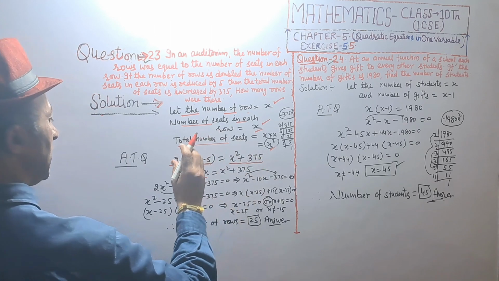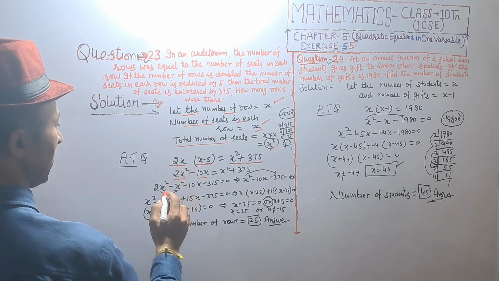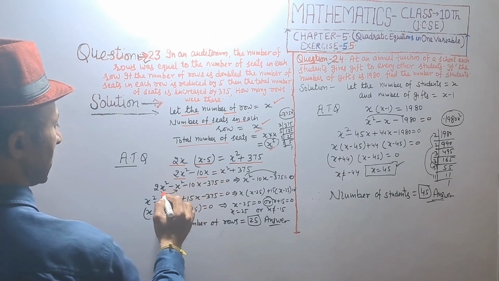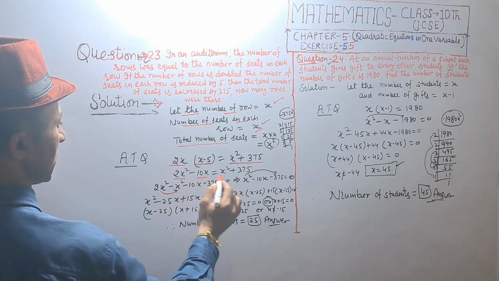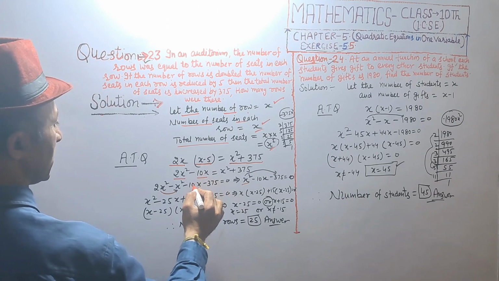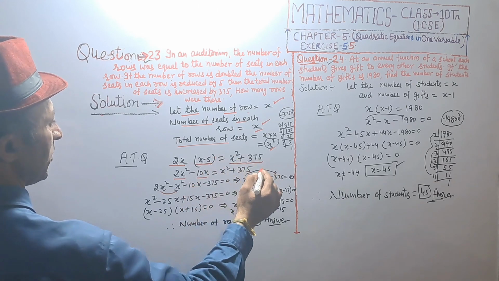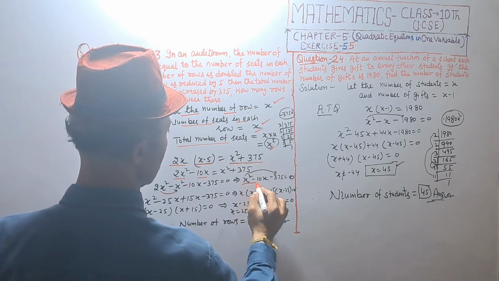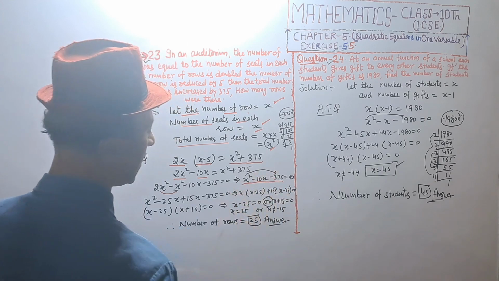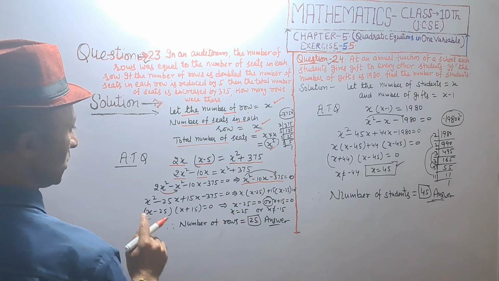We are shifting right to left, this will be negative, and 2x square minus x square, that is equal to x square minus 10x minus 375 equal to 0, and it's a quadratic equation, that is x square minus 10x minus 375 equal to 0.